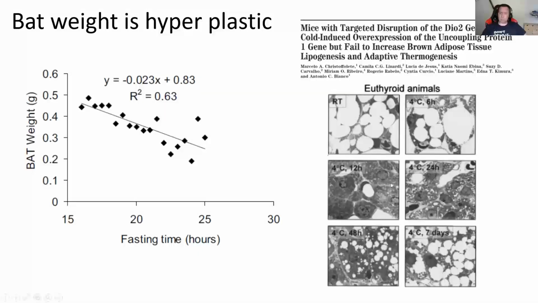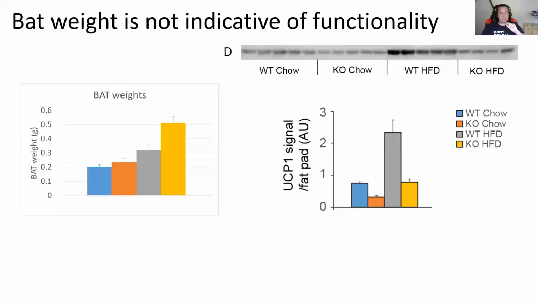Another process that will cause delipidation of BAT is fasting. This is my own data, where animals were fasted overnight, up to a total of 25 hours during this experiment. We were culling them over this time period. And what we saw was that every hour these animals were fasted led to a 23 milligram loss in BAT weight.